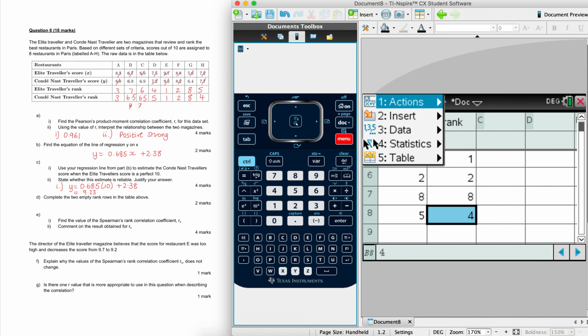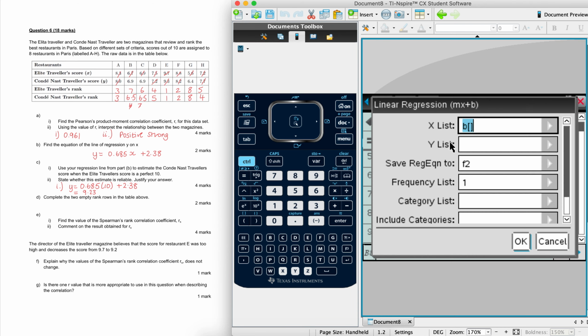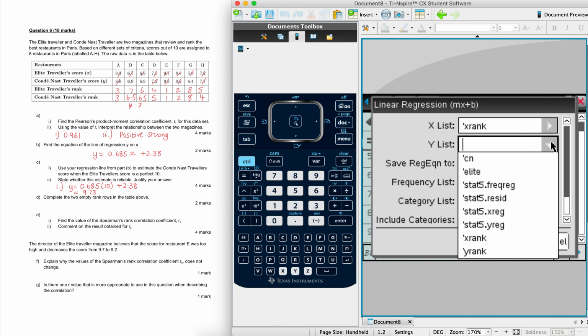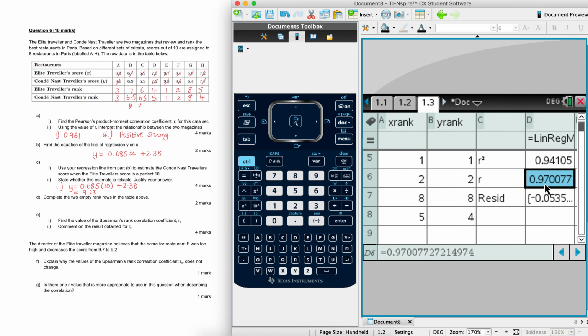And I'm going to do exactly the same as I did previously. So statistics, stats calculations, linear regression. And this time I'm using my X rank and I'm using my Y rank. So the calculator does it in the same way. It's just that we're putting the rank in rather than the full value. So we can now find the Spearman's rank correlation, which is 0.970. And we need to comment on the result of that.